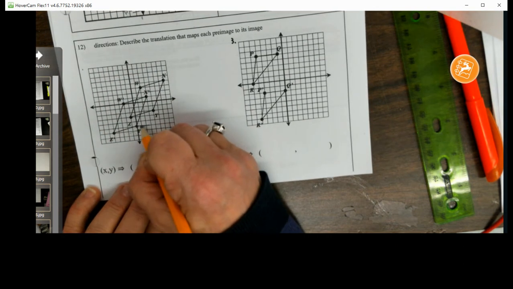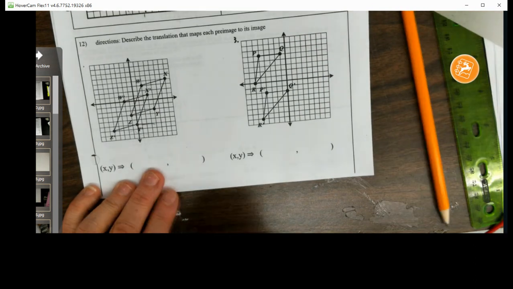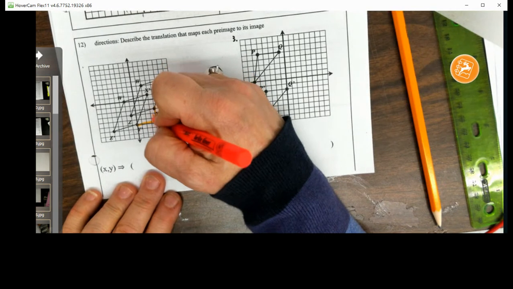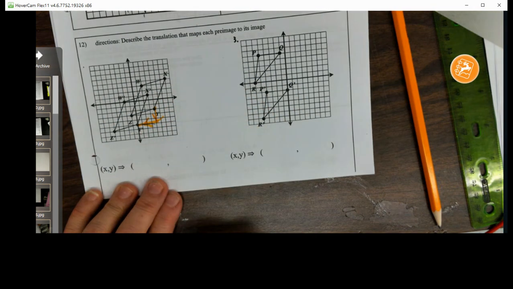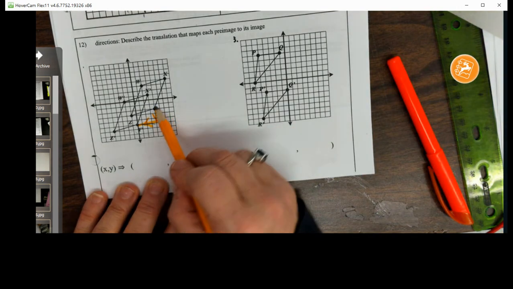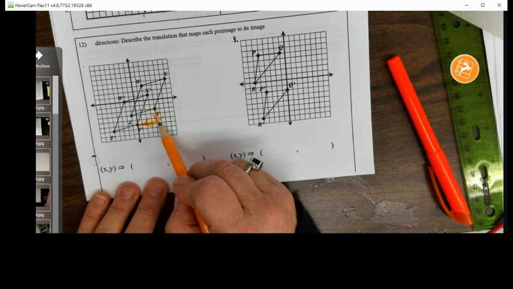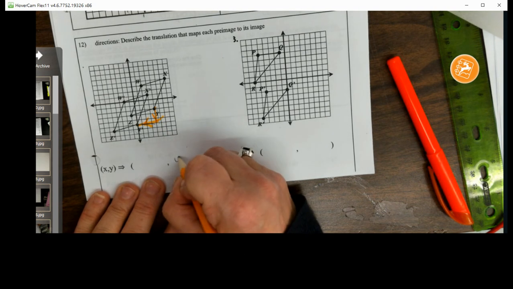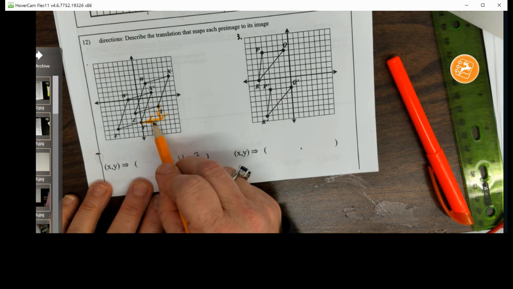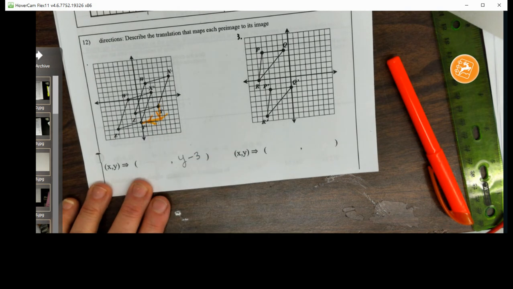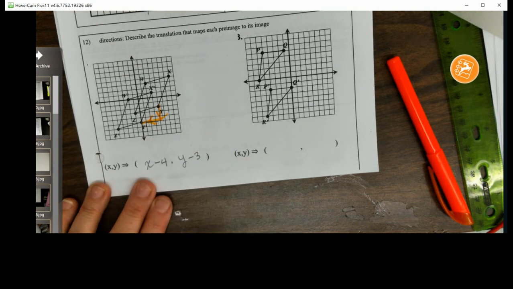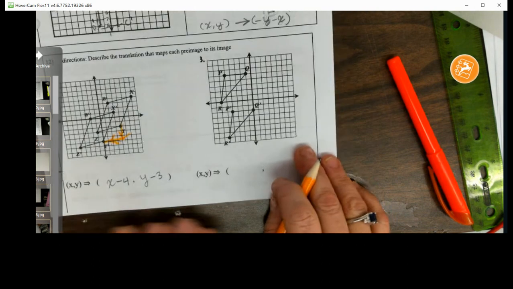I'm just taking point Y and figuring out where we're starting. We're going down and to the left. So we're going down 3, so that's y minus 3, and we're going to the left 1, 2, 3, 4. So I end up with x minus 4. And that is our rule over here.